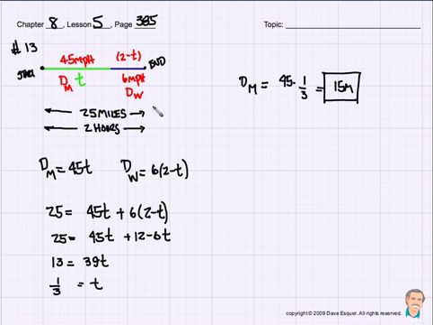I might ask you the question, how far did he have to walk? Well, he walked for 10 miles because he drove for 15, then he walked the rest of the way, and that was another 10 miles. So the solution to this problem was 15 miles.